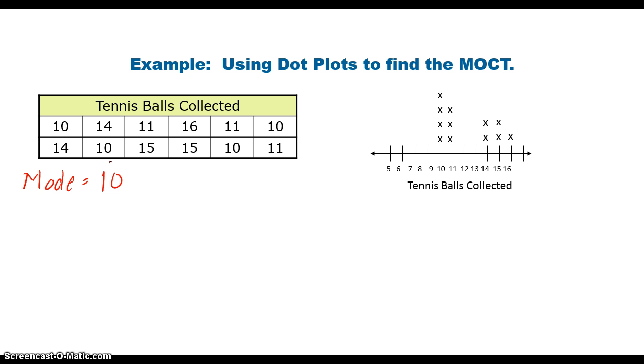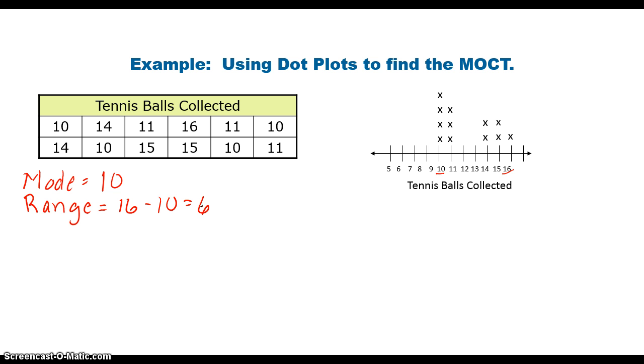The range is another simple measure of variation to find looking at a dot plot. All I need to do is look at which number is the lowest number that has an x above it. In this case, it's 10. The biggest number with an x above it is the number 16. So my range is 16 minus 10, which is 6.